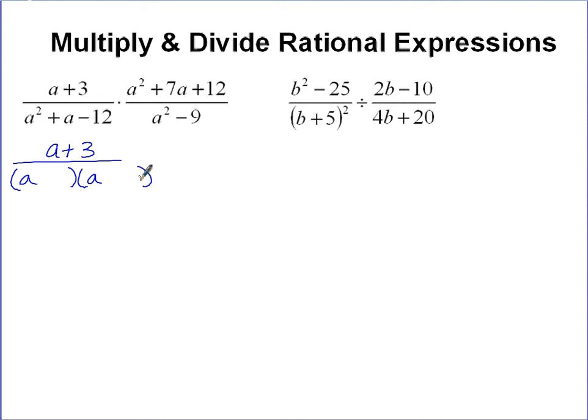A times a is a squared. Two numbers that multiply to negative 12 and add to 1. So one must be positive and one negative to multiply to negative 12. And they have to add to 1, so I would say that this one's got to be 4 and this one's got to be 3. So we get 4a and minus 3a, which is 1a. Okay, times. Then let's factor the rest of this.